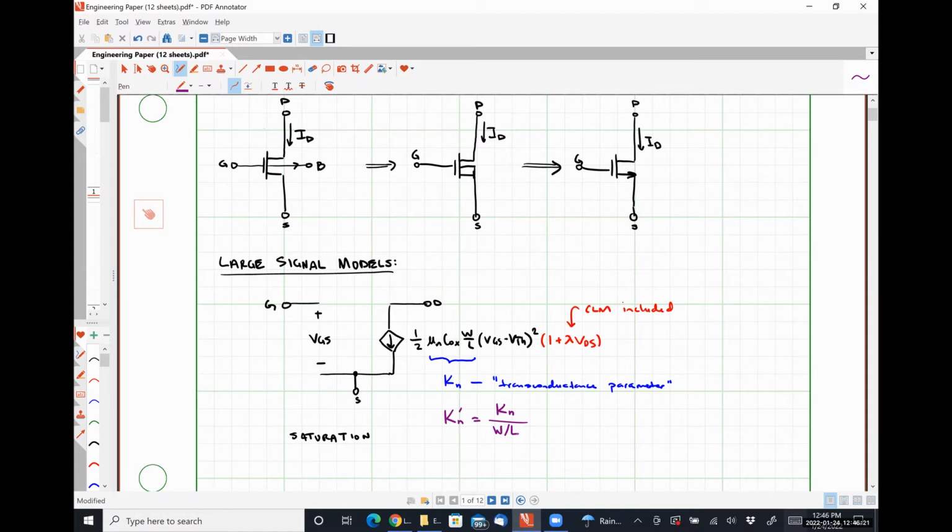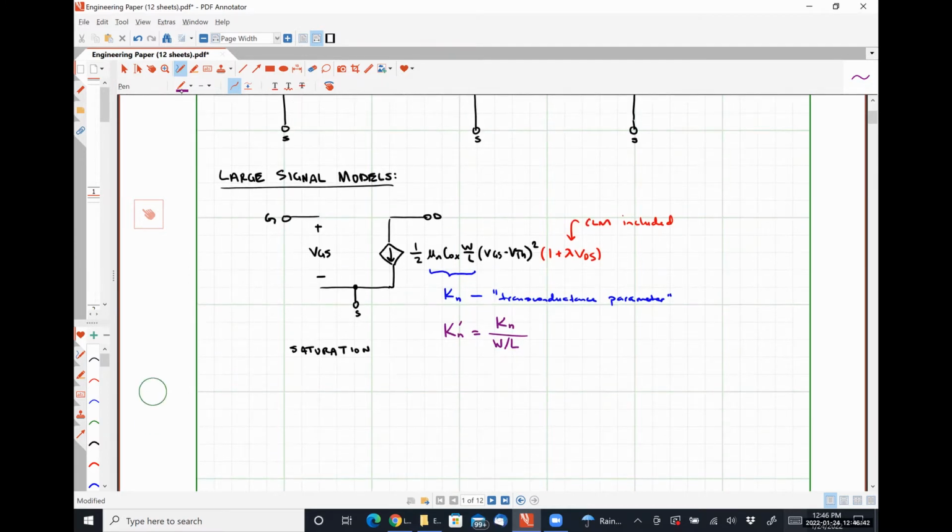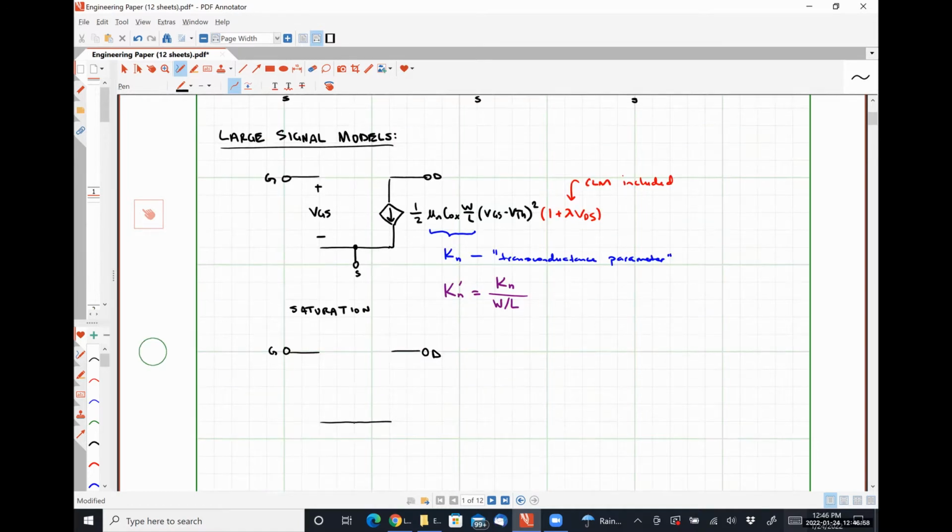All right, so this is what our large signal saturation model looks like. Between our gate and our source, we have an open circuit representing the gate oxide capacitance. Between our drain and source, we have a voltage controlled current source because that's exactly what the transistor does. Converts a voltage at the input into a current at the output. For our triode model, we're going to start with the same thing: just a set of terminals, and then talk about what should occur between all of them.